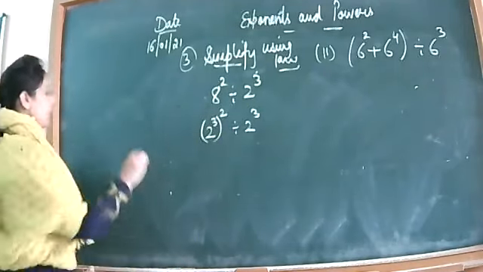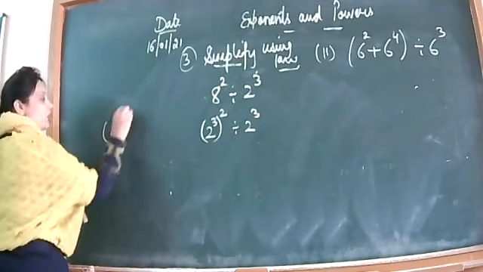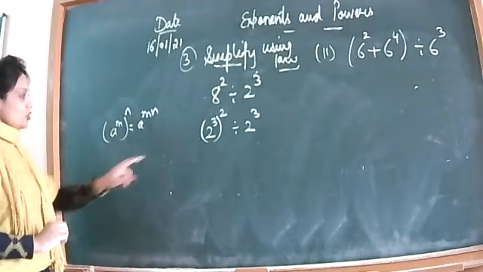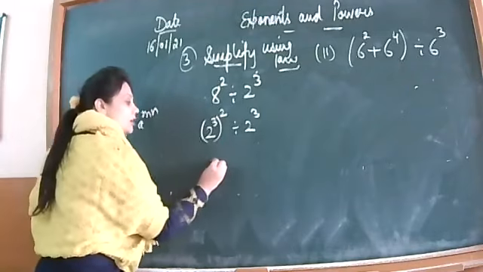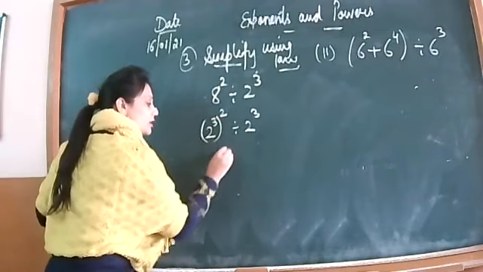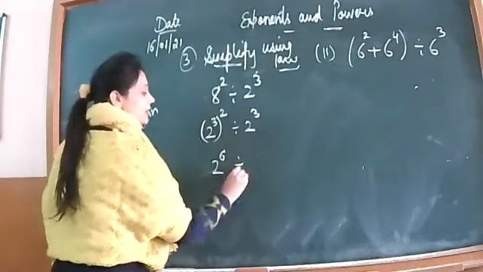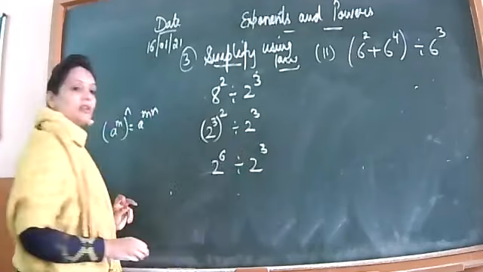So we have done one law. A raised to power m whole power n is written as a raised to power mn. So can we write it like this? 2 raised to power 6 divided by 2 power 3.